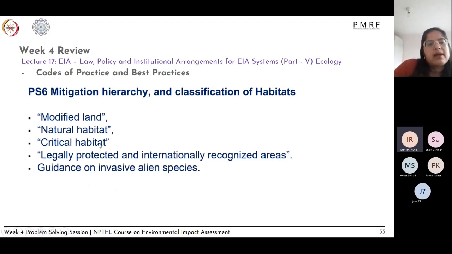And then we have critical habitat, which is threatened. And then we have legally protected and internationally recognized areas by the various authorities. And it also provides guidance on invasive alien species, which are not native but crop up due to certain things. So it provides guidance on how to deal with invasive alien species as well.